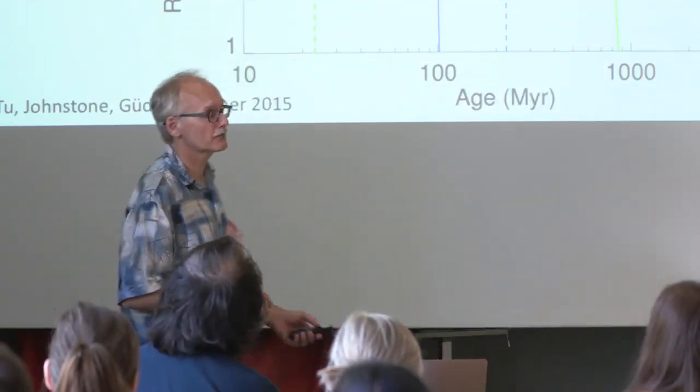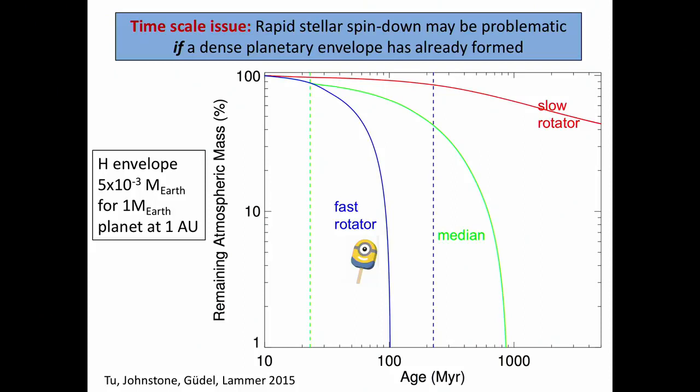We want a real atmosphere. If you have an inactive star, a slowly rotating star that starts out with 10 or 15 days of rotation period, you don't get rid of this envelope. You keep it. You get mini Neptunes. That's bad. So you begin to see the trick. We need to understand the star.